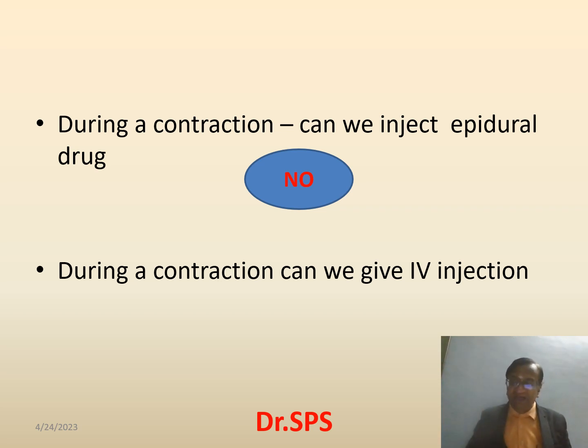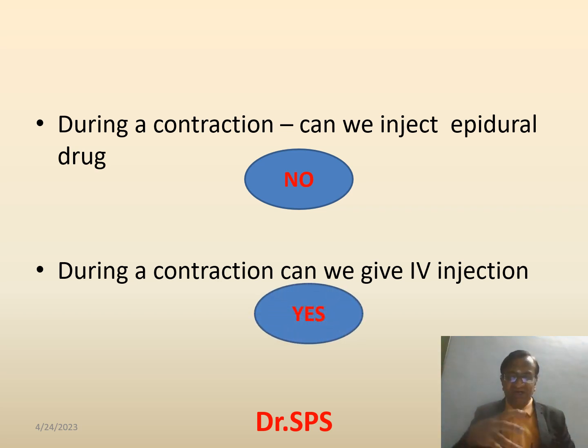But during a contraction, if you give IV, the uterine vessels are supposed to constrict. So the transfer is less. So just before the contraction is starting, give IV. The contraction is coming, and the uterus doesn't allow this. So the IV injection, whatever drug you give, antibiotic or atracurium, whatever drug, it goes more into the mother.